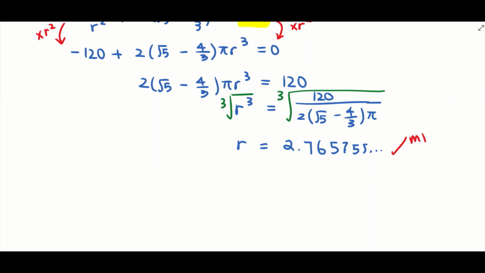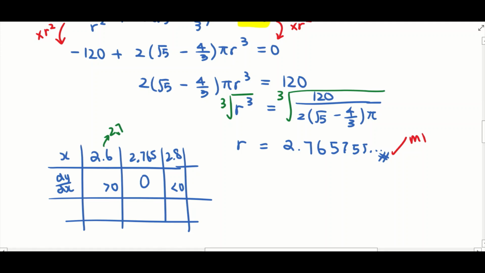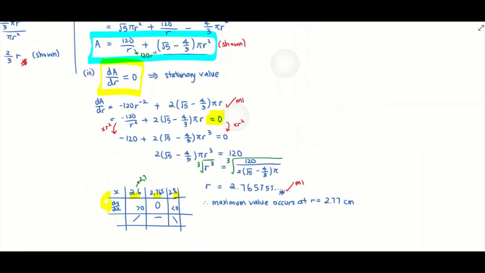Now let's determine whether this r value will give me maximum or minimum. Okay, let's do the first derivative test at the side. Okay, remember for first derivative, you have to sub it into the dy dx. And you'll realize that it's this one. Maximum or minimum? If I write like this, it will be a maximum.